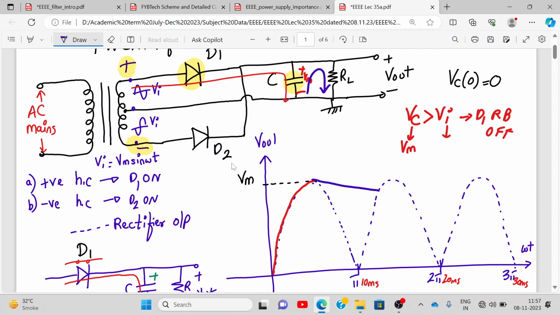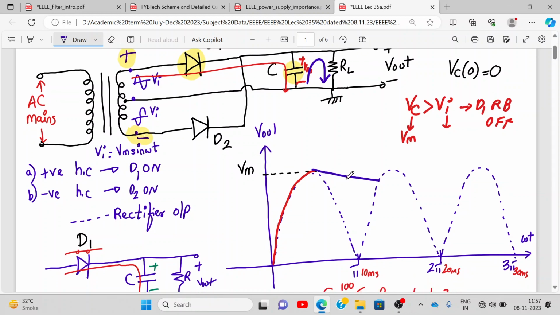Are you getting it? Now what will happen? Now it has reached up till here. Let me call this point A. From 0 to A, you have understood? The capacitor charges instantaneously and the diode is on. After A, the diode becomes off because the anode voltage is lesser than the cathode voltage, and the capacitor starts discharging via resistor RL. Okay, now we have reached point B. What will happen after that?